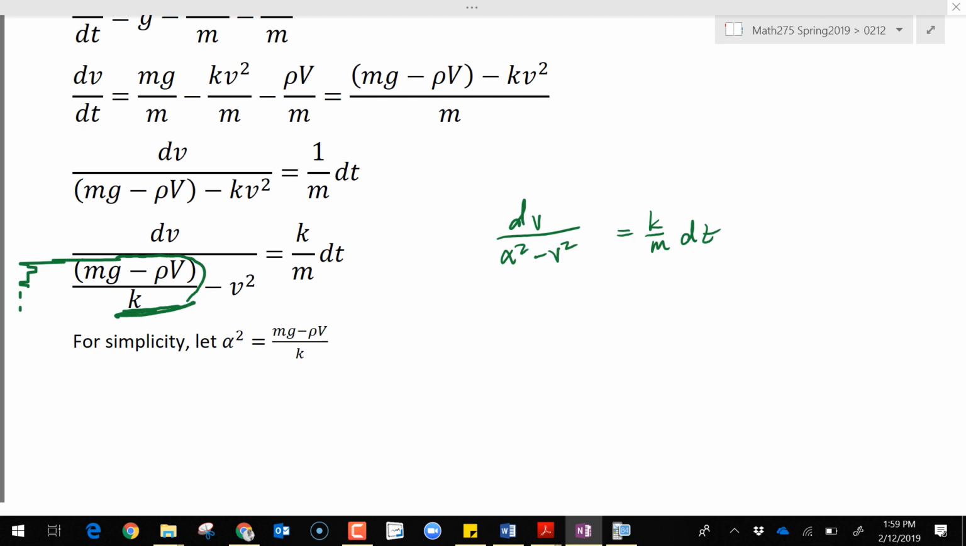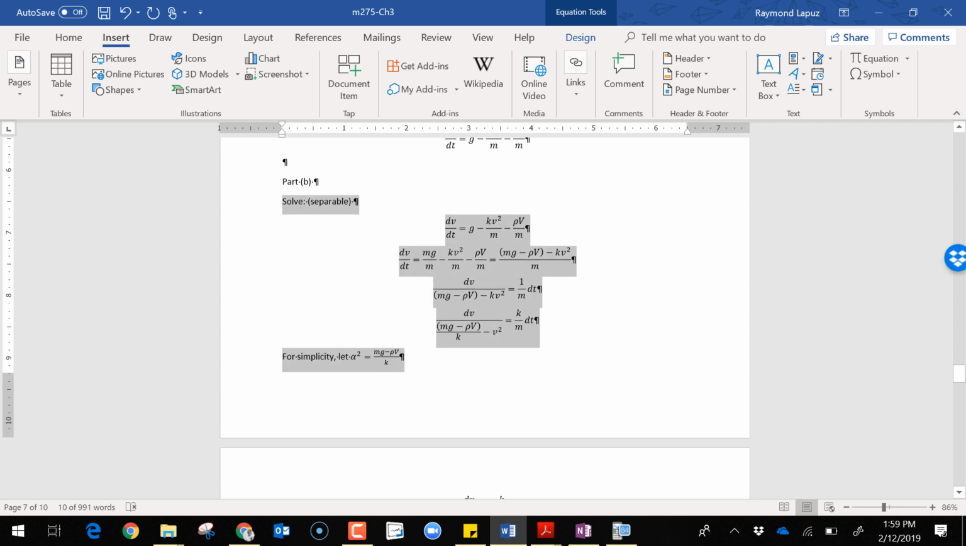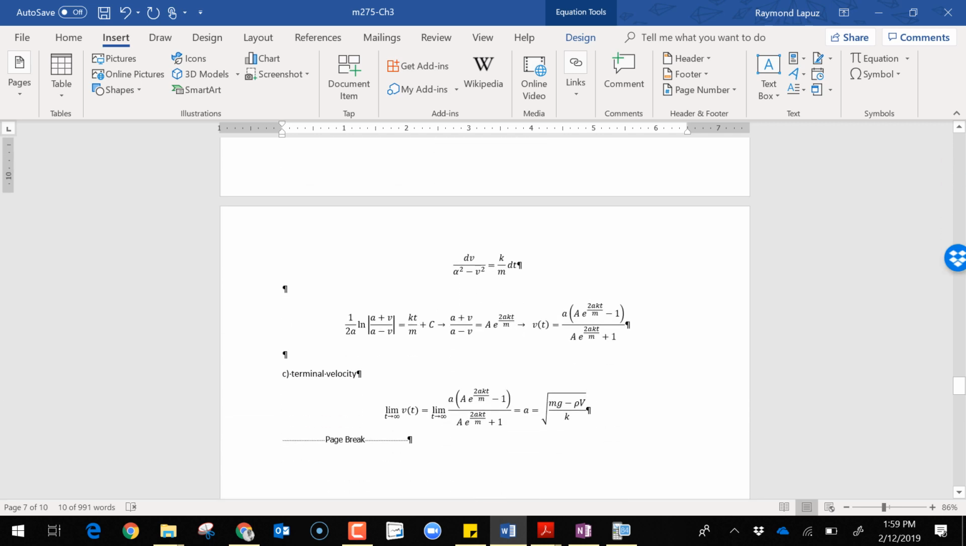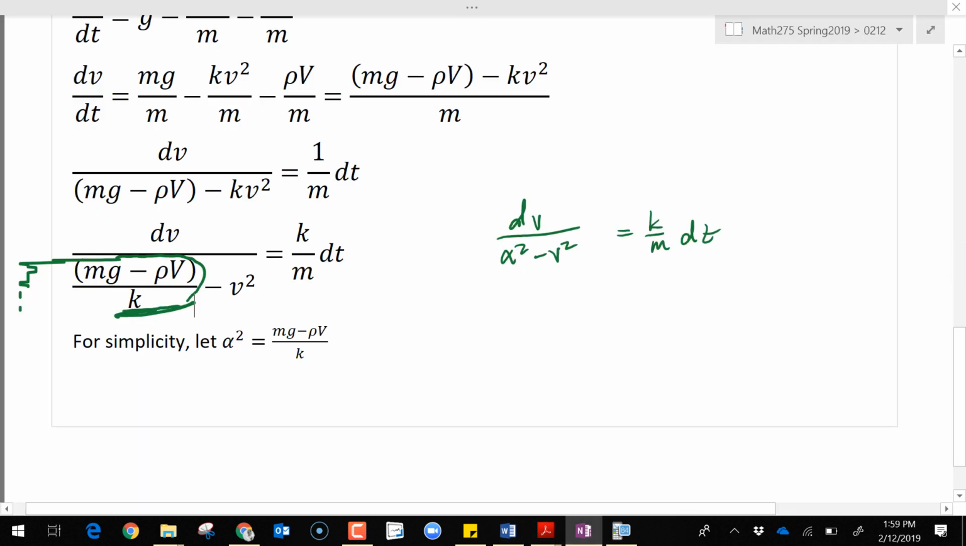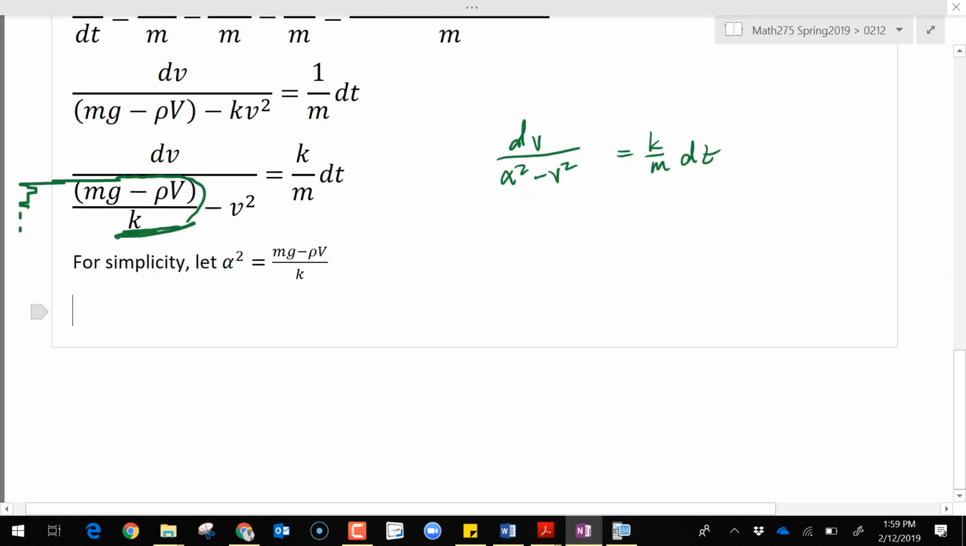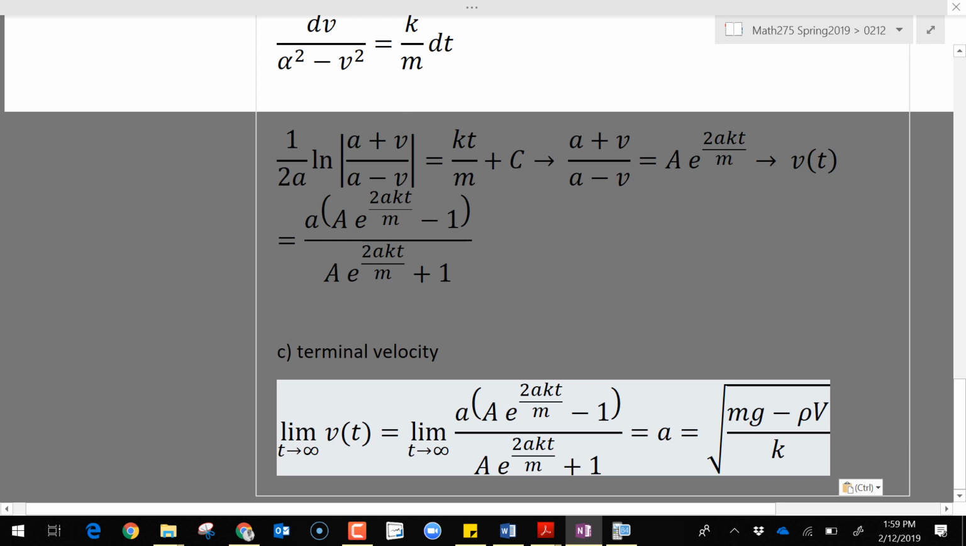All right, well, we're almost out of time, so I'm just going to copy the rest of the solutions since I already did it. I think at some point I went from alpha to a. We ran out of space.